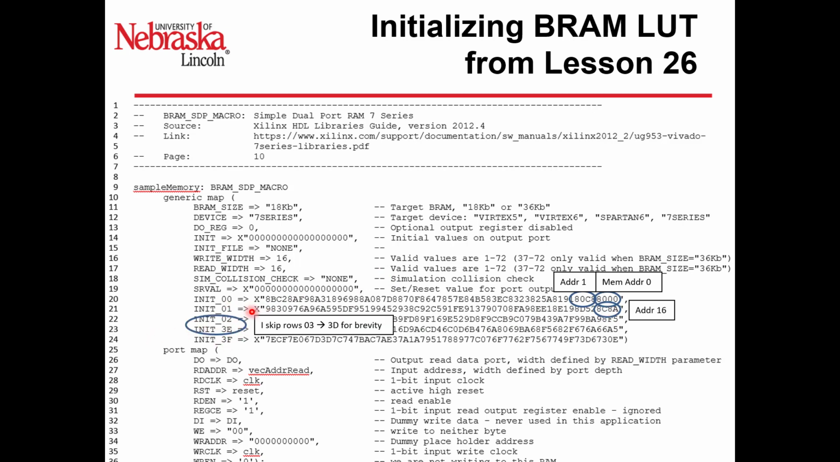I skipped a few rows for brevity, so if you wanted to actually use a regular sine wave, you'd have to generate that yourself. And then it goes all the way to the 64th row, or 63rd row, 0 to 63, and 1023 is the last value.